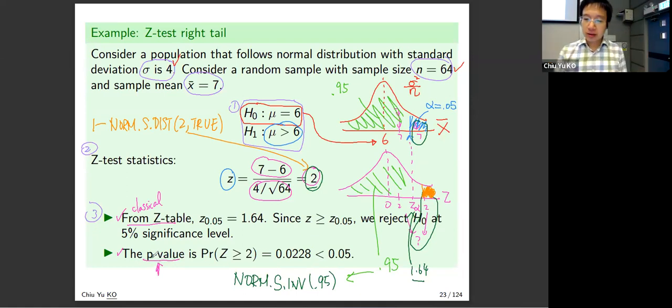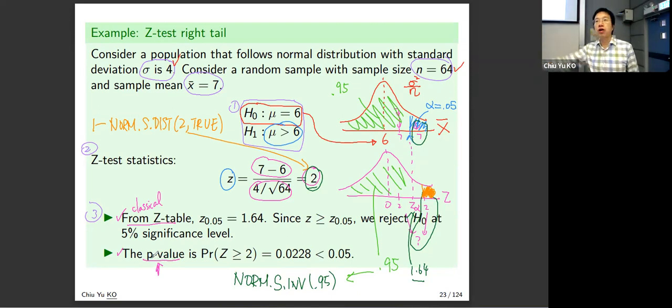It doesn't really matter which one you use. But on the exam, more likely you have to use the classical one, because you cannot calculate the p-value. But I mean, the two are the same, so it doesn't really matter. Is that clear what we're doing?